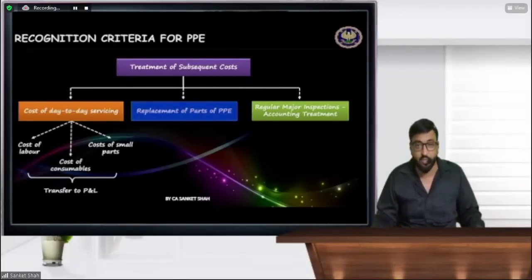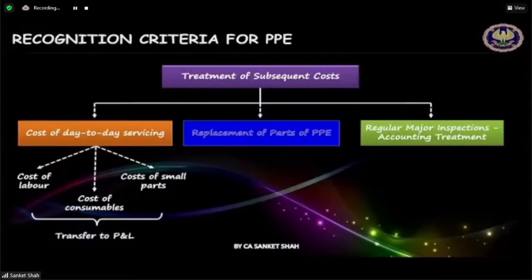So you can take a screenshot of this. So tell me how many costs you are going to incur subsequently. How many costs, beta? Write it in the comment section.